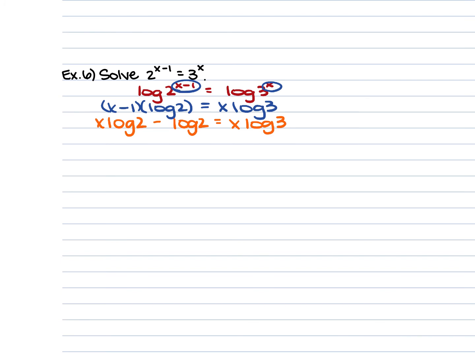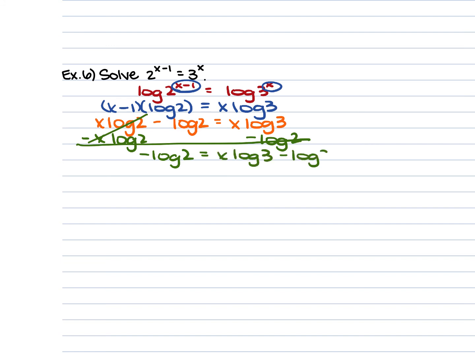We want those x logs on the same side. So we're going to move this x log 2 over by subtracting it from each side. They are not like terms because the whole number there is not the same. So we're just going to rewrite this as negative log 2 is equal to x log 3 minus x log 2. From here, we can factor out an x from that right side. So we have negative log 2 is equal to x times log 3 minus log 2.